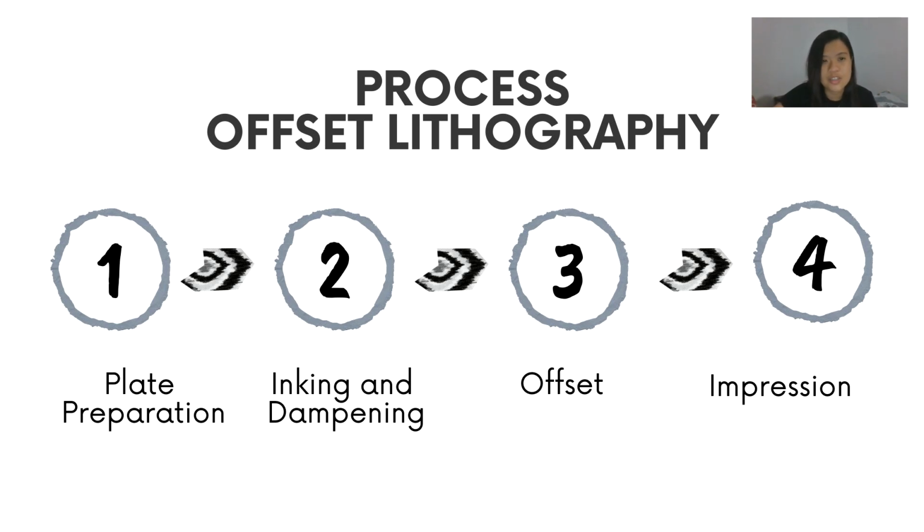And the third step is the offset. The ink image is transferred from the plate to a rubber blanket. And the fourth, or the last one, is the impression. The rubber blanket then transfers the image to the paper.